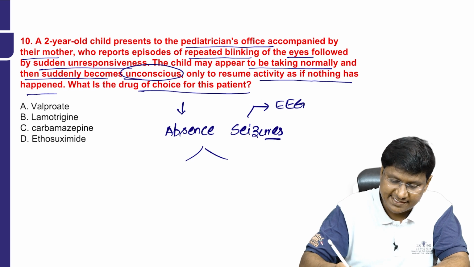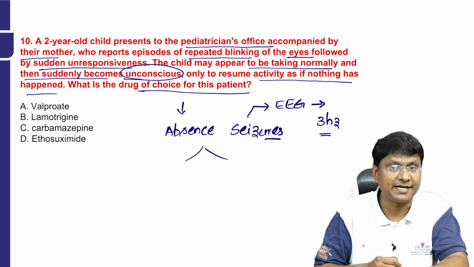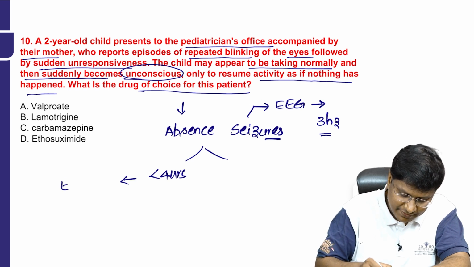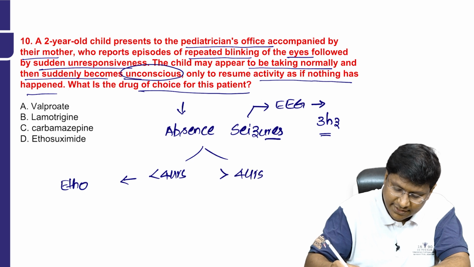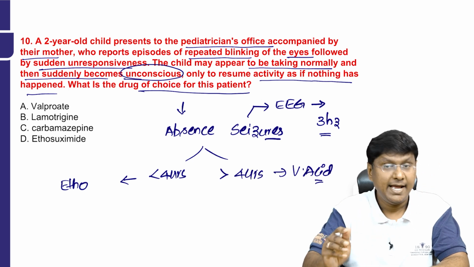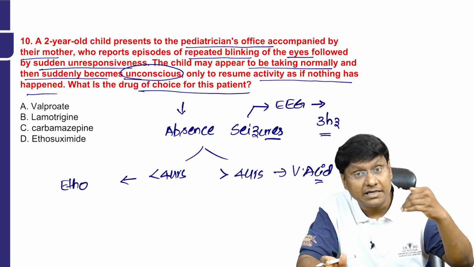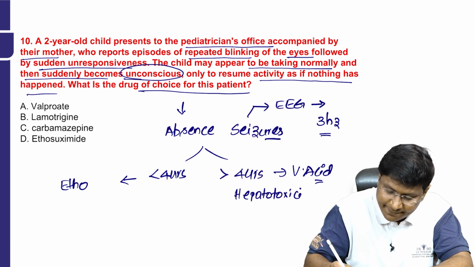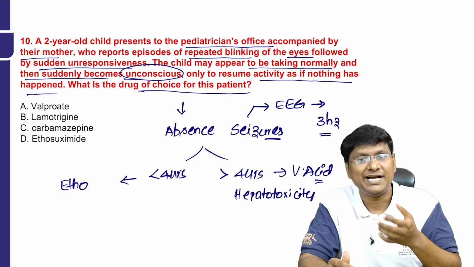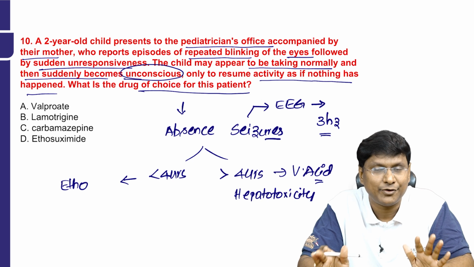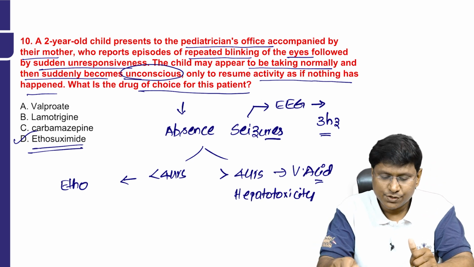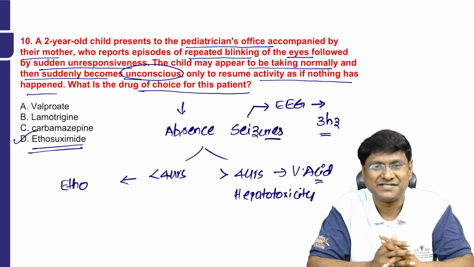So what is the EEG suggestive of? This EEG shows a 3 hertz spike and wave pattern. In absence seizures in the age group less than 4 years, the drug of choice is ethosuximide, and above 4 years, valproic acid has to be given. Why isn't valproic acid given in children less than 4 years? Because valproic acid is associated with hepatotoxicity, which cannot be tolerated by a child less than 4 years. That is why we avoid giving valproate under 4 years. The preferred molecule is ethosuximide. So the answer to this question is ethosuximide. This is one of the important questions related to absence seizures.